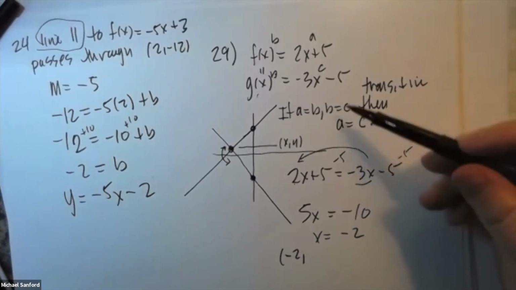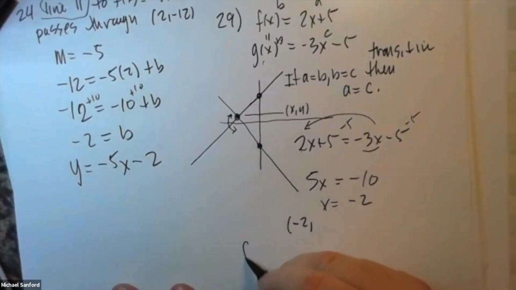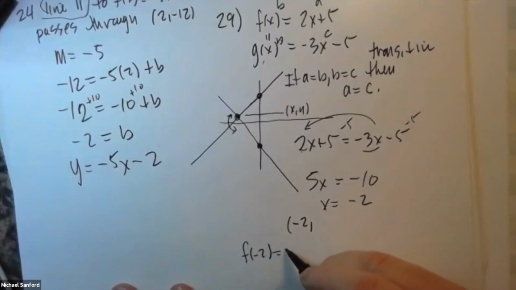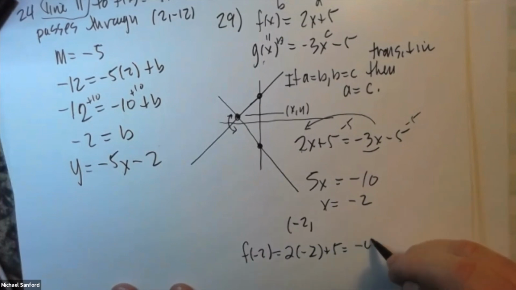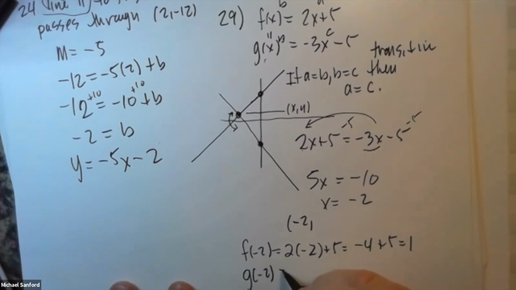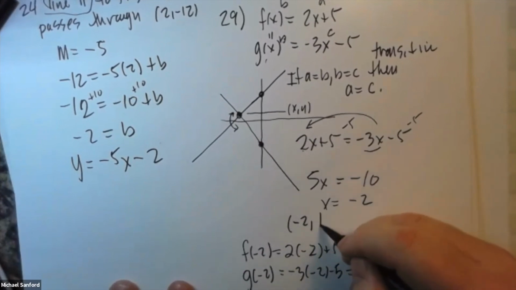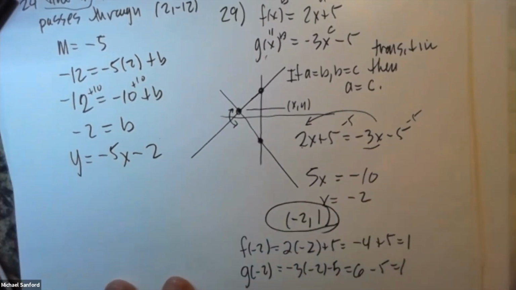Y, now, since these y's are the same, it shouldn't matter which one I plug it into. So if, say, I plug it in the first one, f of negative 2, that would be 2 times negative 2 plus 5. That's negative 4 plus 5, which is 1. And let's just plug it in the other one just to show you that it is the same. Negative 3 times negative 2 minus 5. So this is 6 minus 5, which is 1. So we get our answer is negative 2, 1, like that.